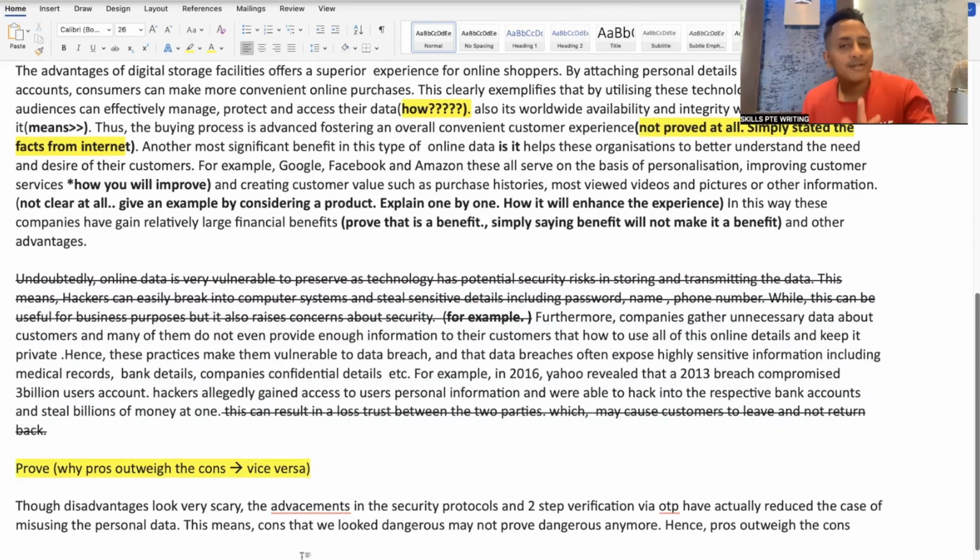If you want to prove the reverse, then you say, though there are advantages which enhance experience, all those can be compromised when it comes to your money, your personal data, because anyone can hack and steal it. Though there are security measures, this always proves to be very dangerous, and hence disadvantages outweigh advantages. It's up to you how you prove it, but you need to prove. Here you can give an example if you wish. A little bit more you need to write.